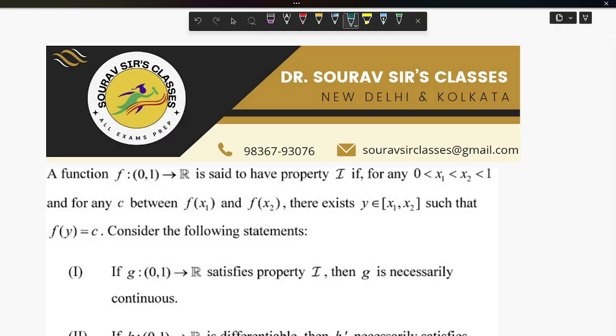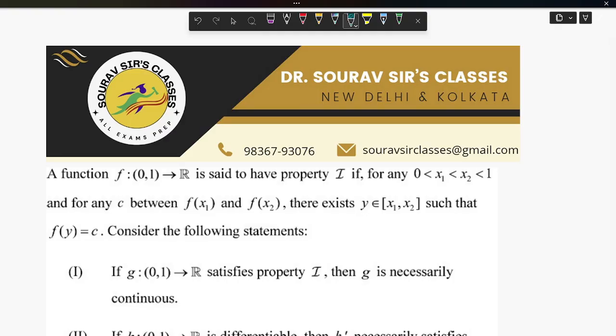Okay. So now we are going to solve a problem which appeared in the IIT JAM mathematical statistics paper, and the question is telling us: let a function f from open (0,1) to R be said to have property I if for any 0 < x1 < x2 < 1, for any c between f(x1) and f(x2), there exists y belonging to the closed interval [x1, x2] such that f(y) equals c. So now we are going to consider the following statements.